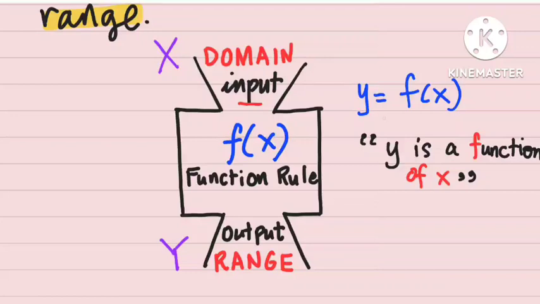So we have here y is equal to f of x. So we read it, y is a function of x. If you look at the highlighted letters, you will simply read this f of x. So y is a function of x. In shorthand, we say f of x.